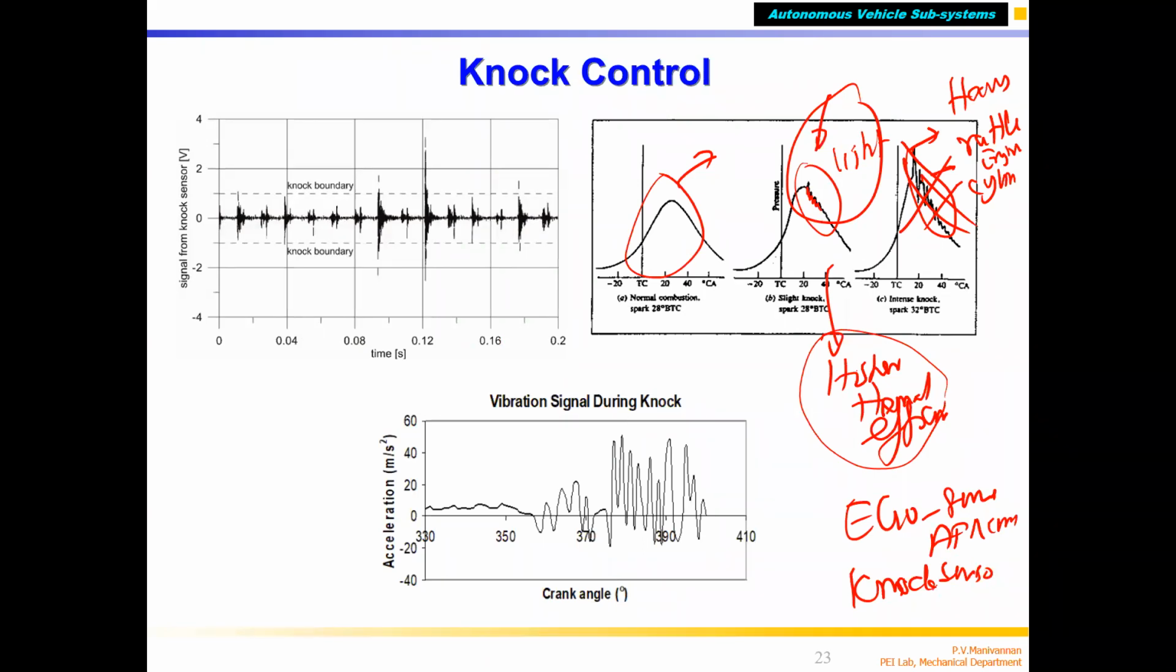Correct. It can measure the vibration, so you can use an accelerometer. Correct. So there are three different types of knock sensing. One is by measuring sound intensity, so you can use a microphone.